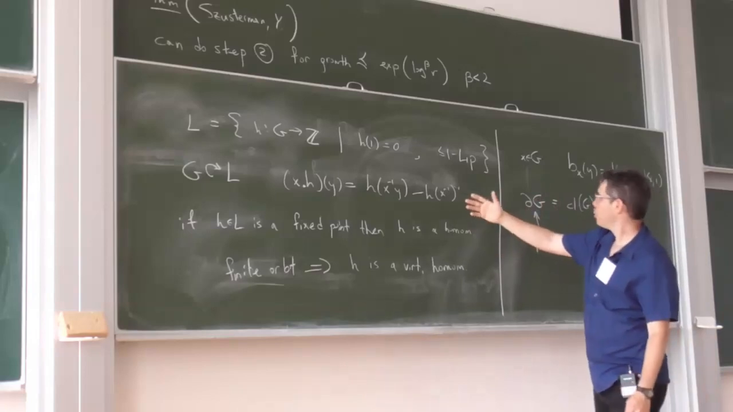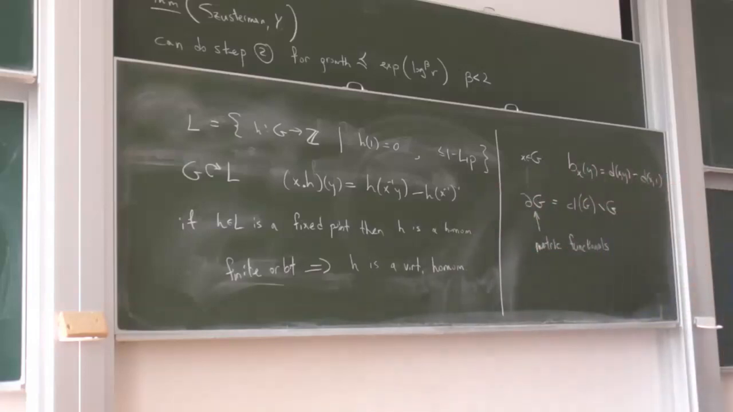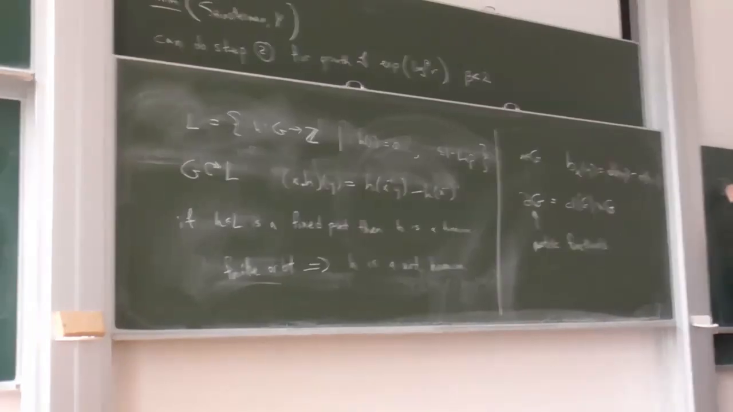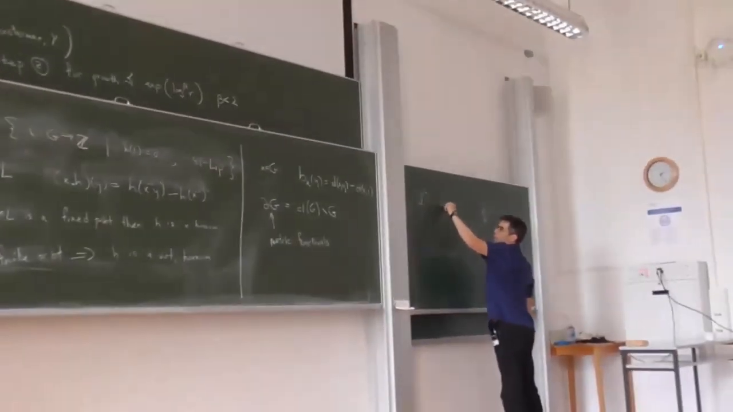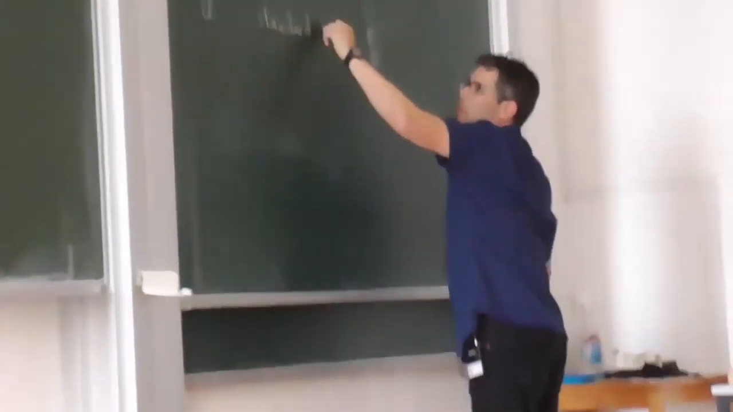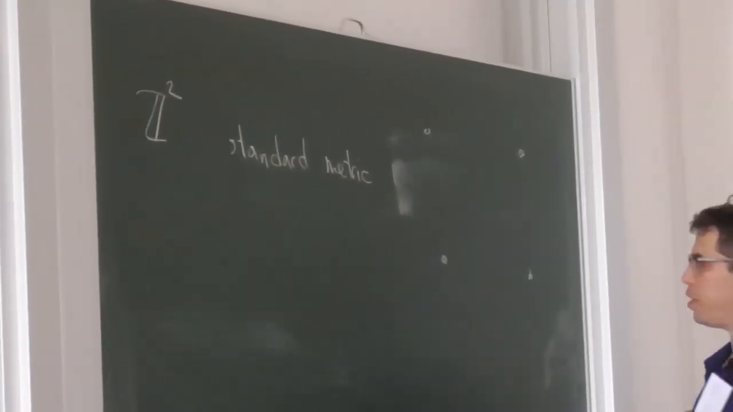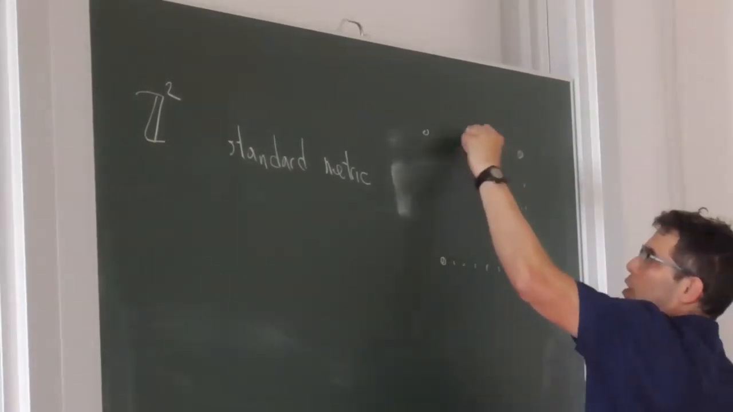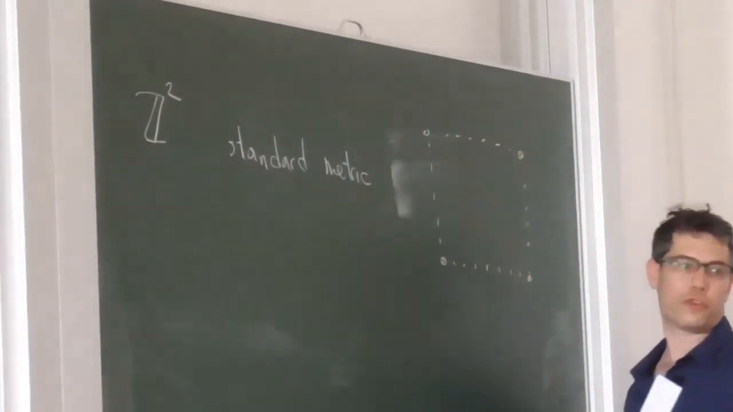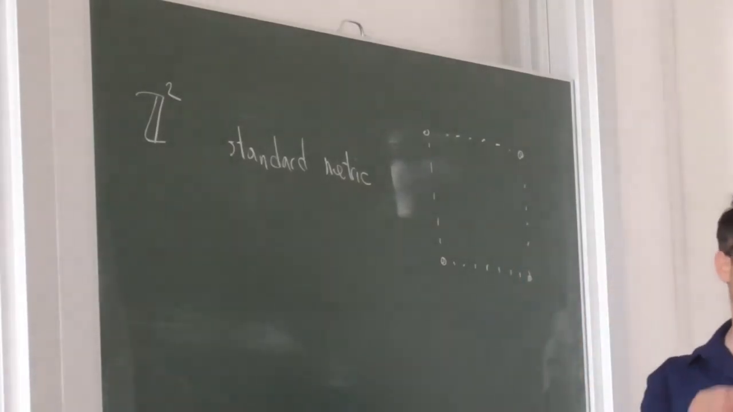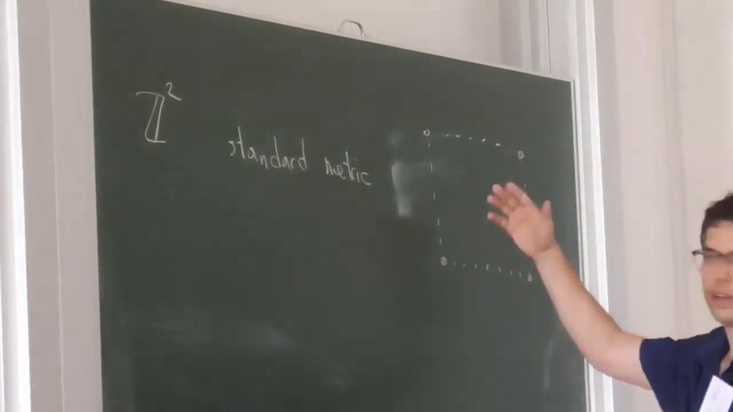You can even start with a general left-invariant metric. For example, if you just take Z squared with the standard L1 metric, that's just the standard generating set, then the boundary looks like this. You have four special points corresponding to plus minus infinity in all possibilities, and then you have half of the boundary sitting inside, which corresponds to four different copies of Z, corresponding to what looks like a square.